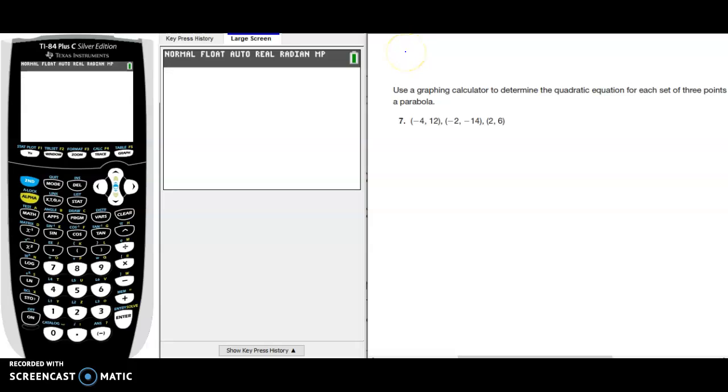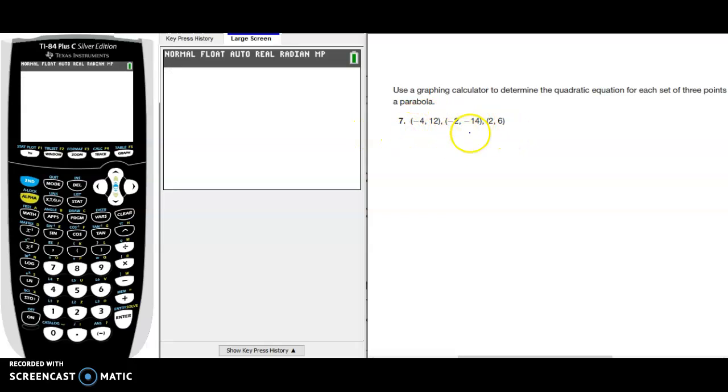It says, use a graphing calculator to determine the quadratic equation for each set of 3 points. We're just going to find a parabola. So how do we do that on a graphing calculator? The reason we need a calculator is we don't know if any of these points are actually the vertex, and if you don't know the vertex, you can't use vertex form.